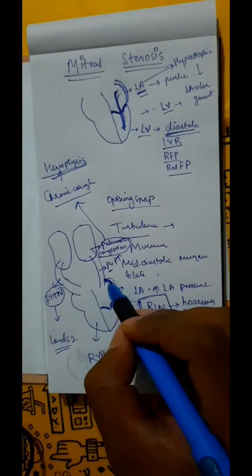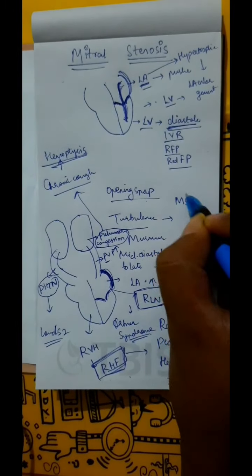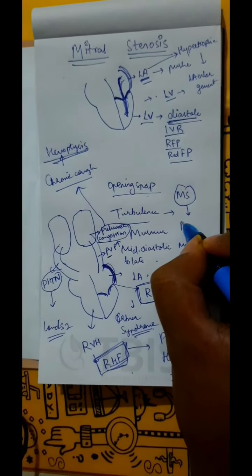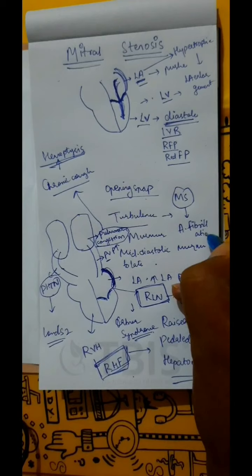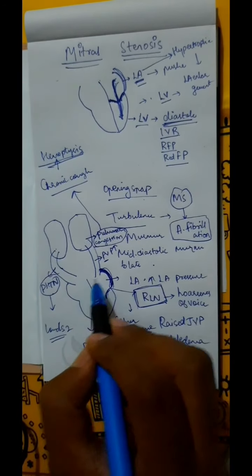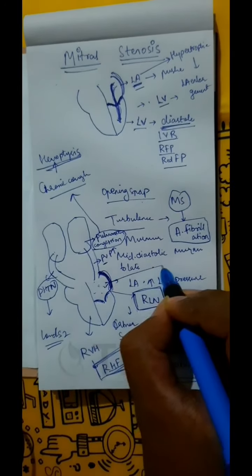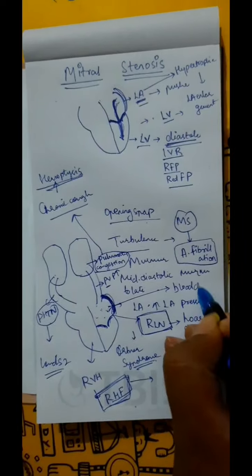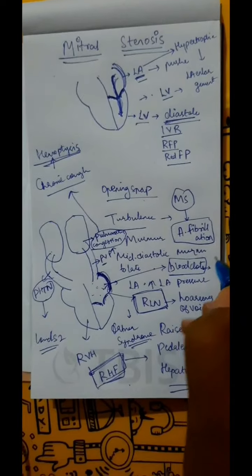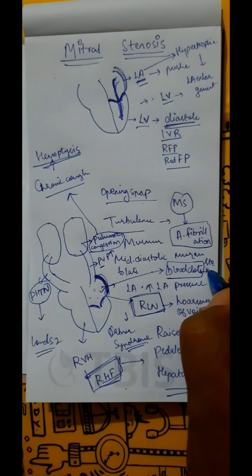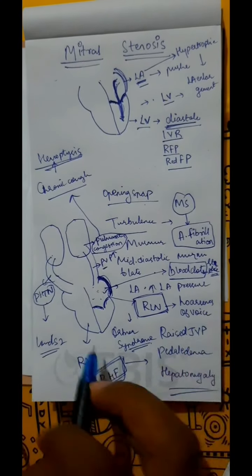And one more thing, due to this left atrial enlargement in mitral stenosis, there are chances of developing atrial fibrillation, and because blood is standing for a long time here, there is a possibility of forming blood clots. When these blood clots get dislodged, it will result in thromboembolic strokes.